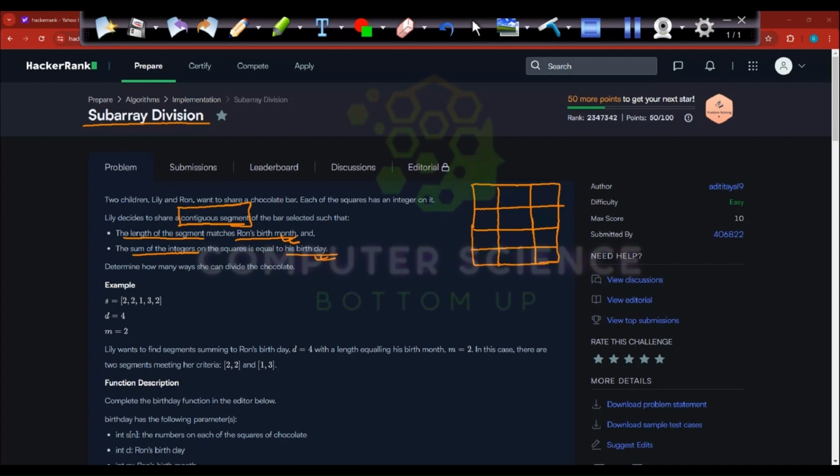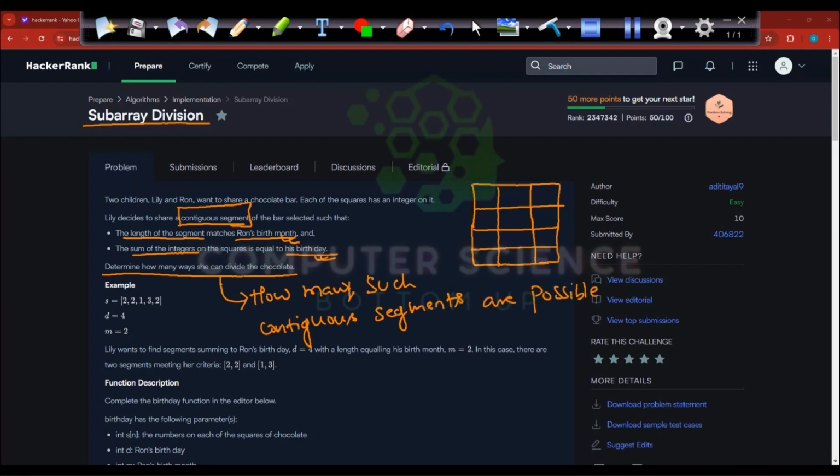And what we have to do in this problem is determine how many ways she can divide the chocolate. It means how many such contiguous segments are possible, right? How many such contiguous segments are possible?